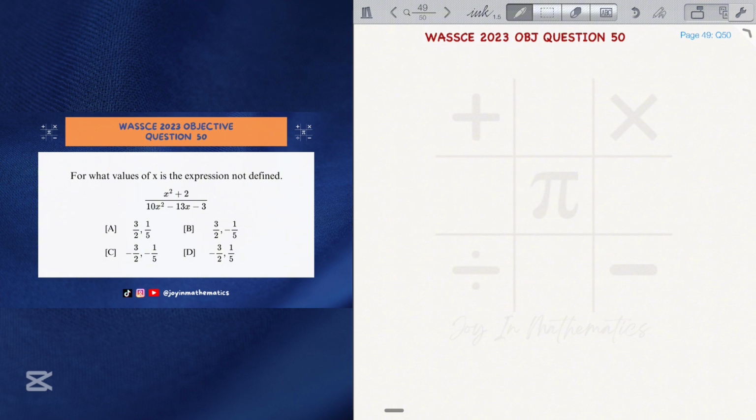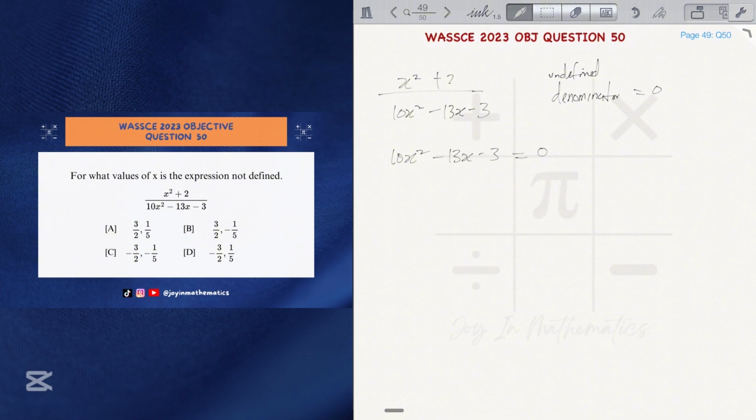The question says, for what value of x is the expression undefined? The expression is x squared plus 2 divided by 10x squared minus 13x minus 3. When we are talking about undefined, we are talking about the denominator equal to 0. So we just have to find the value of x for which the denominator is equal to 0. So we have 10x squared minus 13x minus 3 equal to 0.